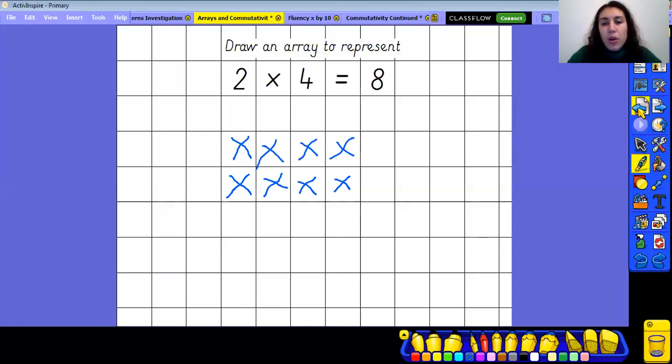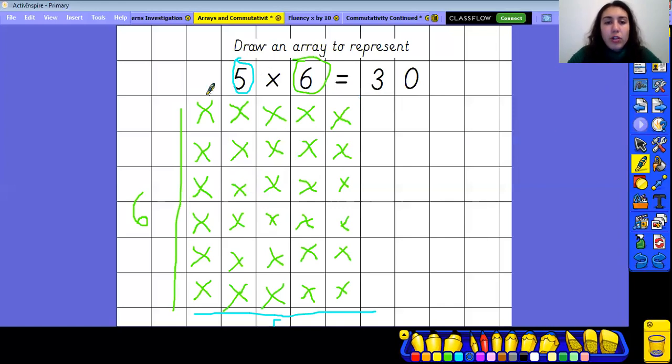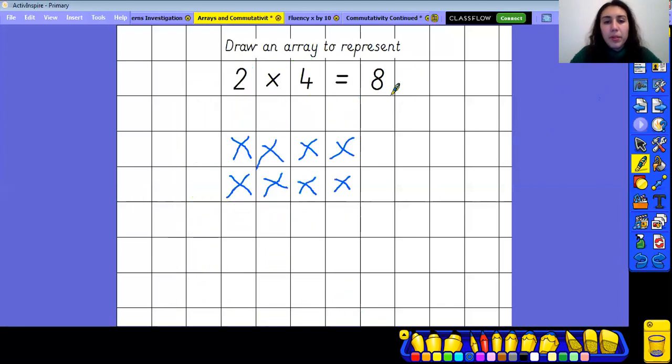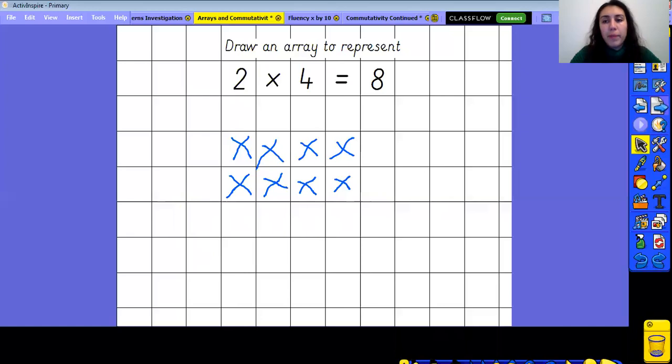So last time what I did is I said, right, well, I've got 5 groups. So I'm going to have 1, 2, 3, 4, 5 groups. And each one of these was going to be a group. And then I filled each of my groups in with the right number of X's. But this time instead, I said, right, 2 groups of 4. And I know that I've got 1 group of 4 and I did it. And then I did another group of 4. And then I filled it in with my other group of 4 as well.